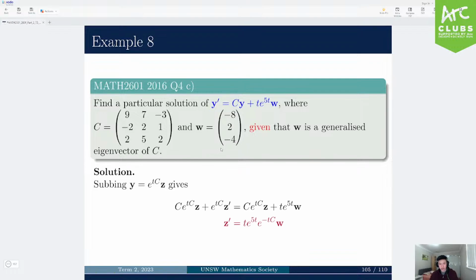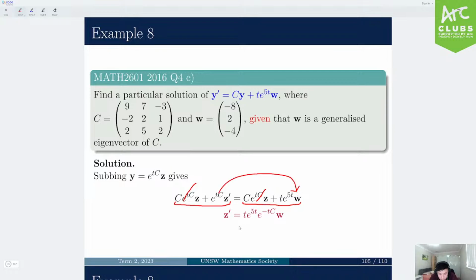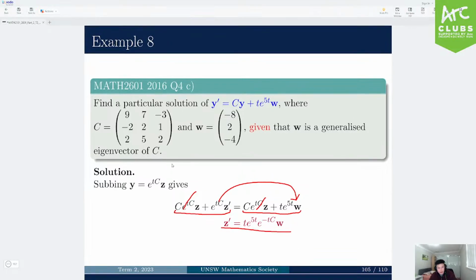The general technique of solving these is we substitute y = e^(tC) times a function z(t) into the differential equation. Notice that if we sub this in, the left-hand side becomes, if we differentiate our y, this, and we equate it with the right-hand side. These terms cancel, and if we move this over to the other side, we get z' is this expression here, and we have to solve for what z is.